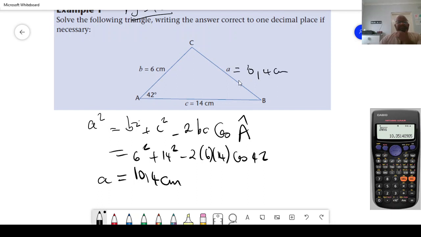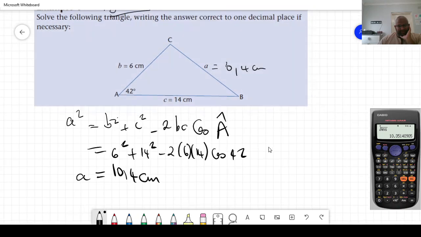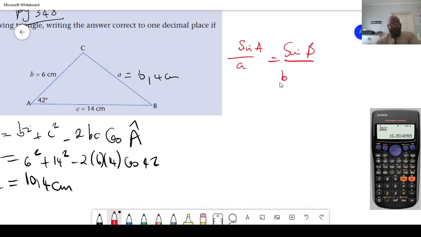So what still needs to be calculated here? We still need to calculate C, and we must still calculate B. Now if we look at what we have, we have three lengths and we have an angle. So instead of using the cos rule to work out that angle there, since we have an angle, it's going to be easier for us to use the sine rule. Okay, so we can say sine of angle A over a is equal to sine of angle B over b.